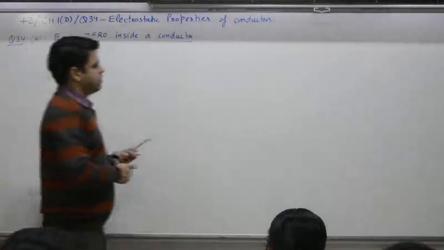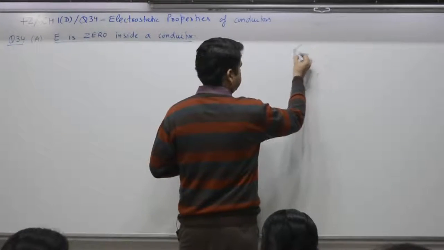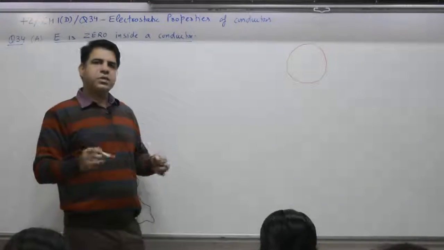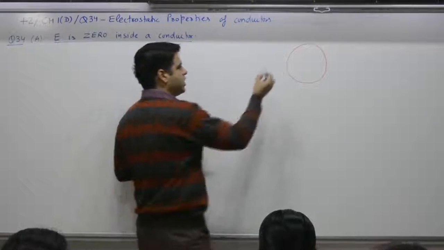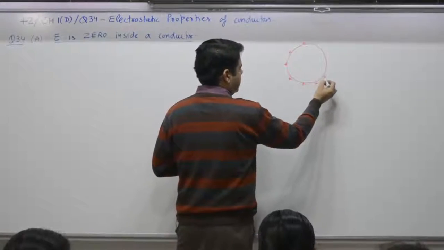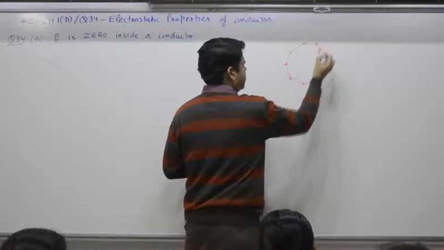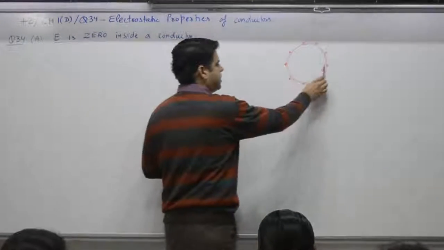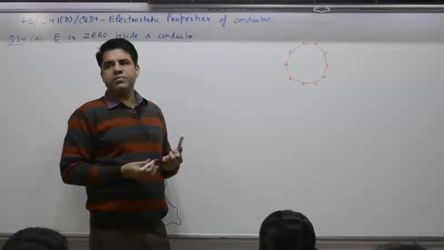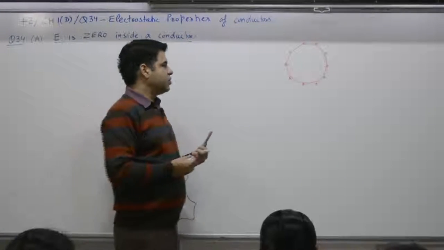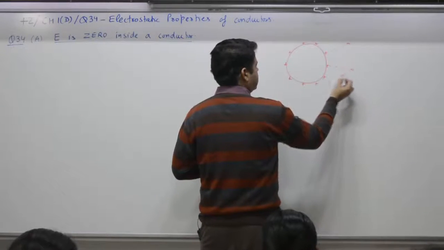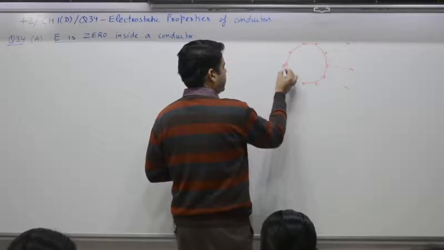Suppose you have a sphere, solid sphere or hollow sphere in material. If you place charge, charge resides on the surface because positive charges will repel and try to stay as far away as possible. So electric field lines start from positive, they will reach up to infinity.